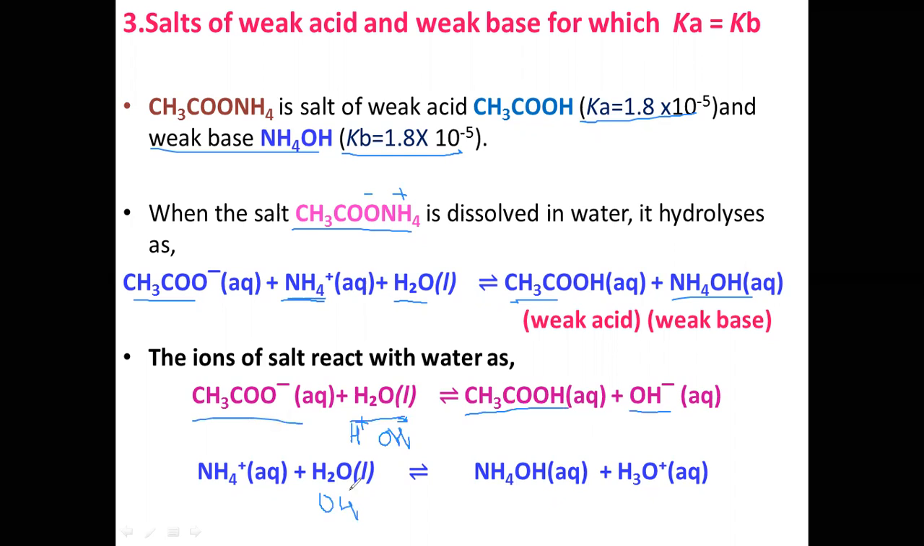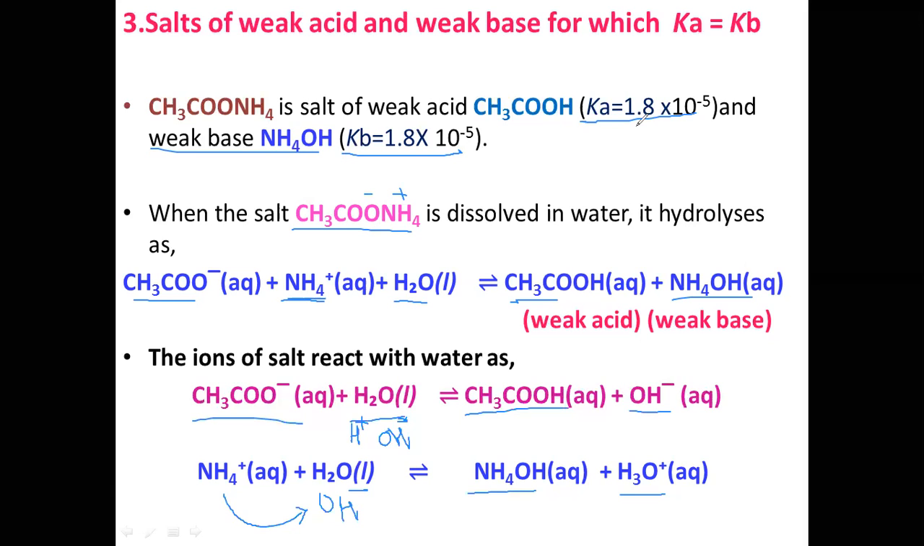OH- anion, right? So this NH4 positive reacts with the OH- ion from the water, producing NH4OH and hydronium ion. That means this H+ will remain and combine with other water molecules to form hydronium ion. Now by using these values of Ka and Kb, we can say that the nature of acetic acid and NH4OH both are the same, right?